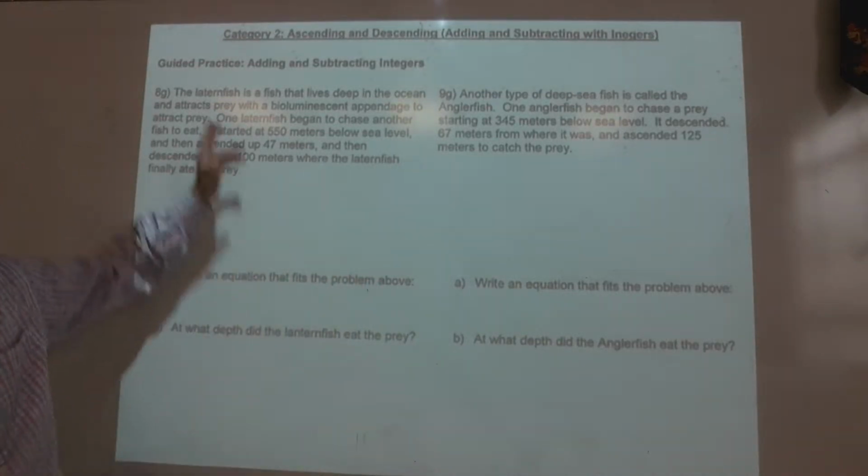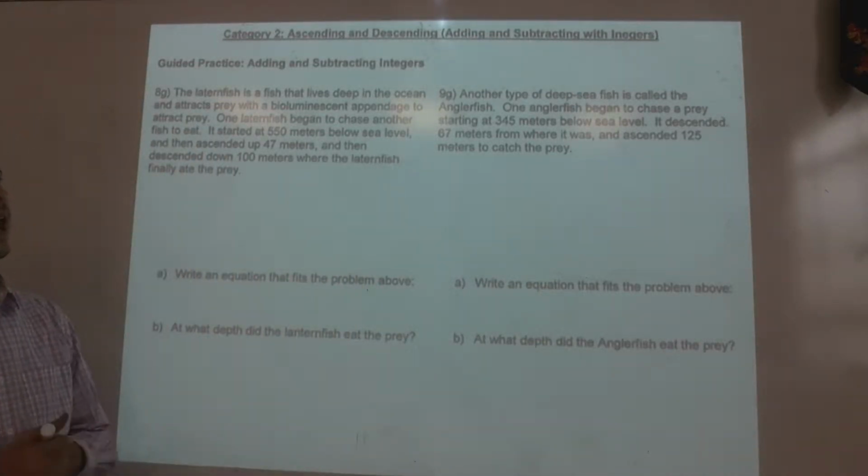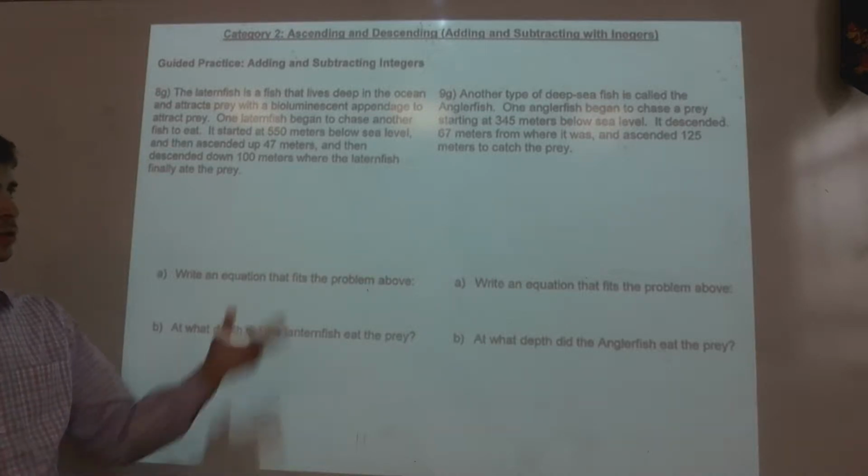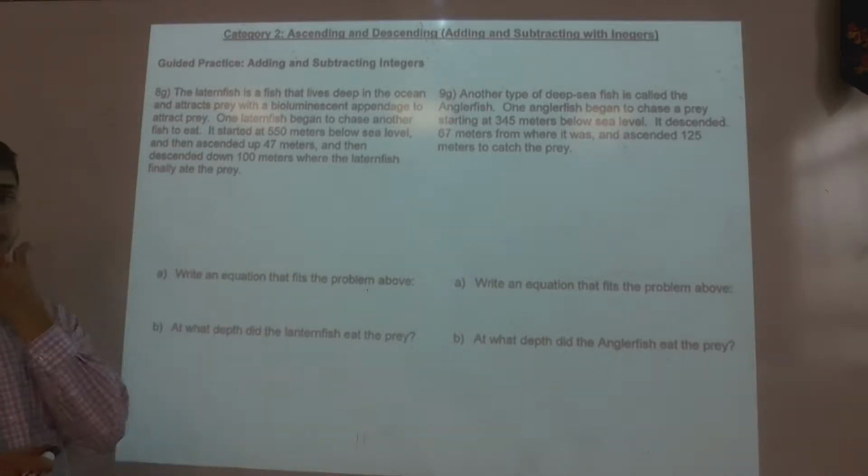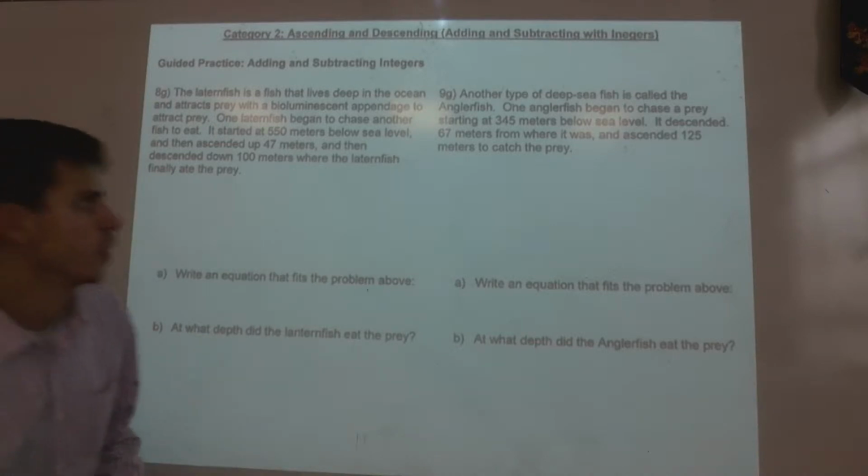Hello everyone, this is Category 2, Ascending and Descending, Adding and Subtracting with Integers. Also, problems 10G and 11G deal with fractions as well.